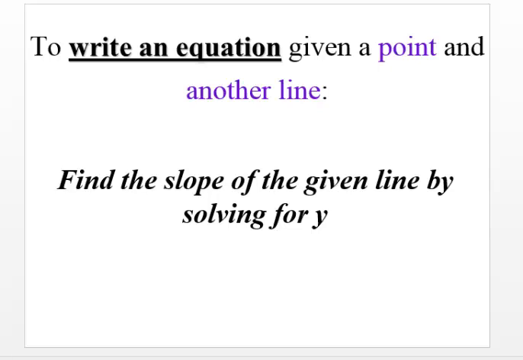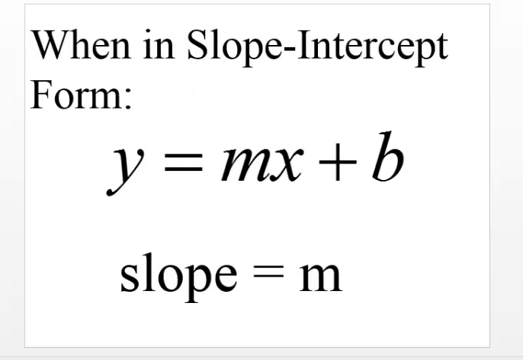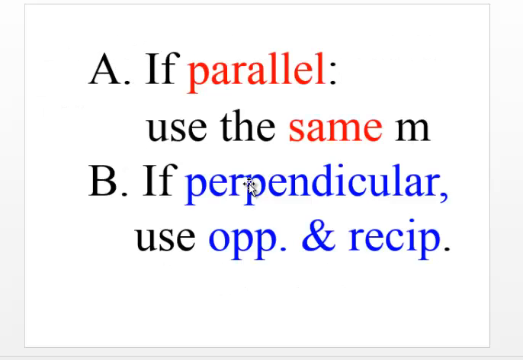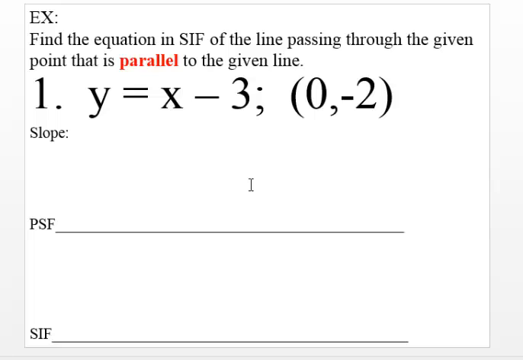We can solve for the slope of the given line by getting y by itself. So when it's in slope-intercept form, it is easy to detect that slope. It's in the m part. It's the y equals mx plus b. If parallel, we'll use the same slope, and if perpendicular, we'll make it the negative reciprocal. So this is just an extension of yesterday.